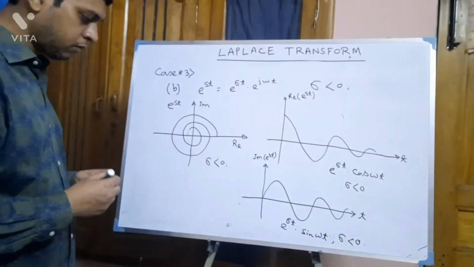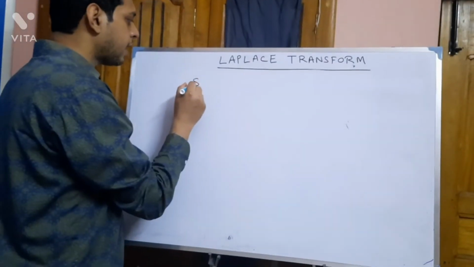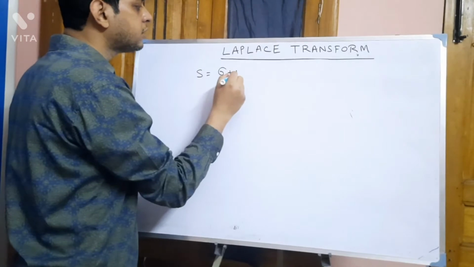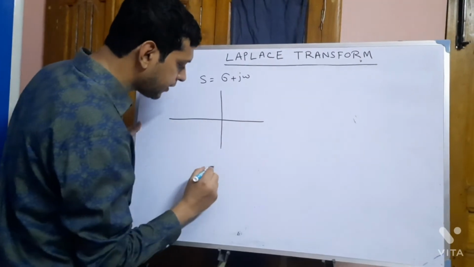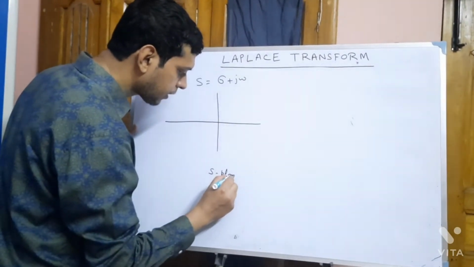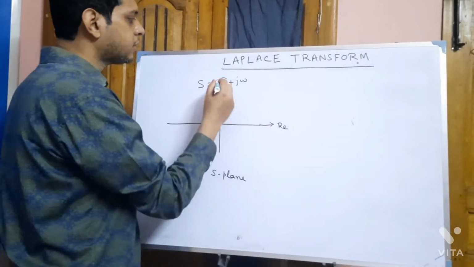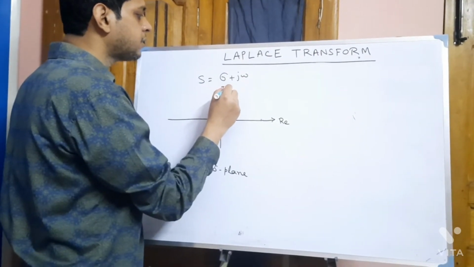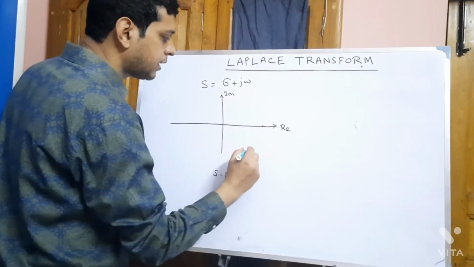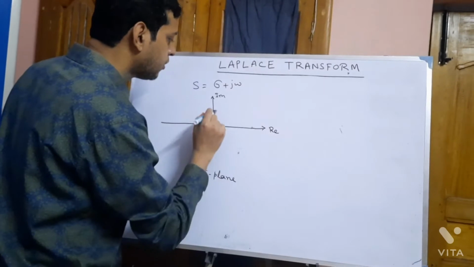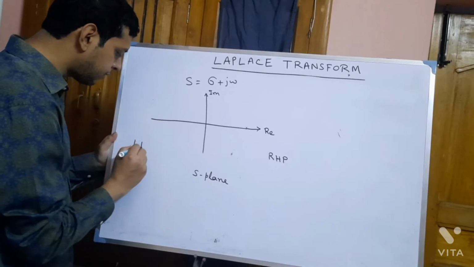Okay, now as S is complex, or as S is sigma plus j omega, we can call this plane the S plane, where this is the real axis, or the axis of sigma, and this is the imaginary axis, or the axis of omega. So this is the right hand plane, and this is the left hand plane.